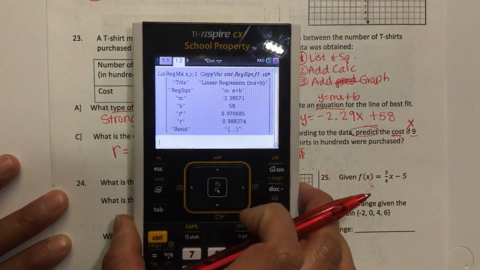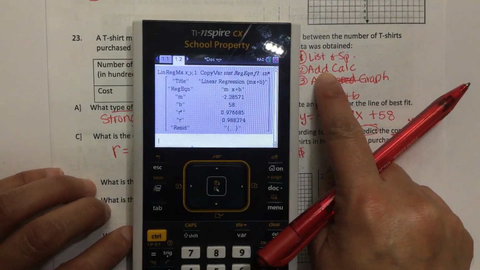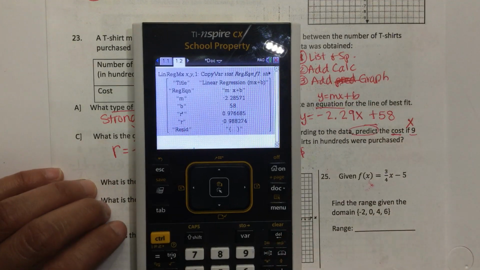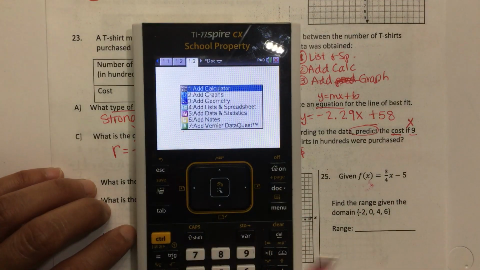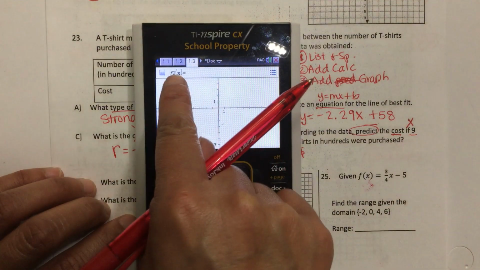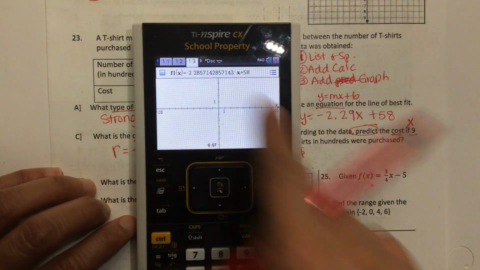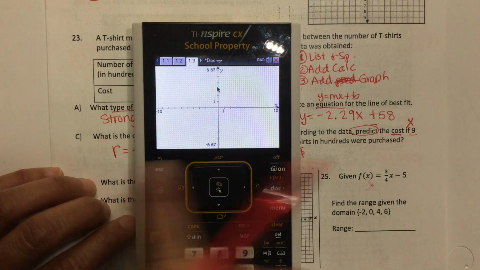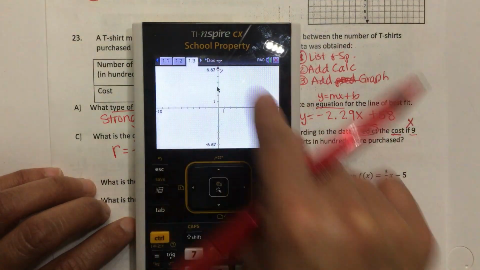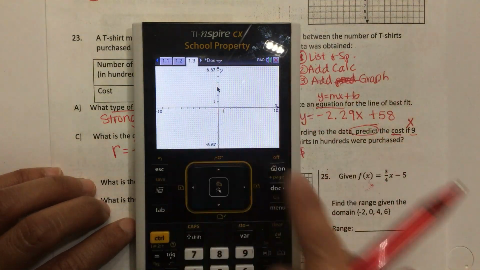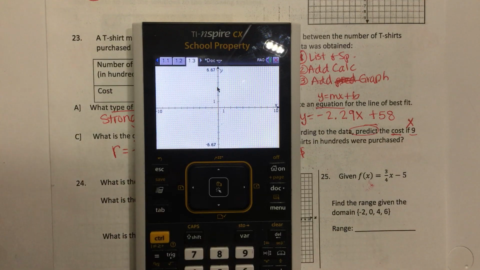Again, we went to our list in spreadsheets, we added the calculator page, now we add the graph page. So control doc, number 2 for add graphs. You see it's F2, so you press the up arrow and all that information is transferred. If you press enter, the line won't appear because the window is too small. We're not concerned about our picture. We know this is a negative correlation.